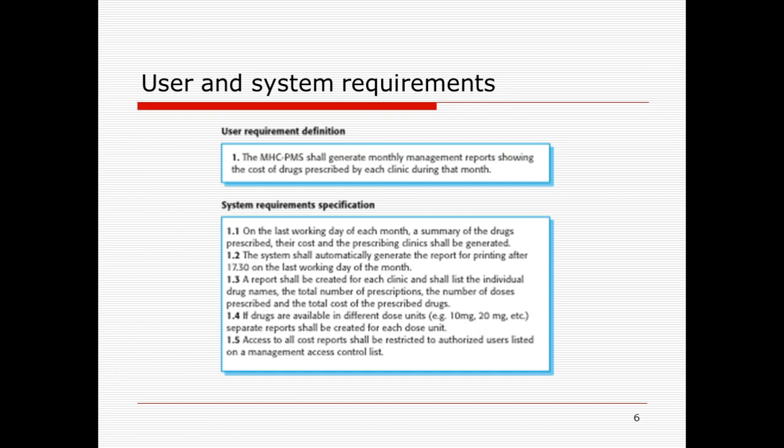So these are basically the different steps which are required to implement that high level user requirement specification. The user requirement was to generate the monthly management report showing the cost of drugs prescribed by each clinic during that month. So in general it was the abstract view of one of the requirements, and the way to achieve this particular requirement will be done through several steps, as has been described in the system requirement specification. So that is the difference between the user requirement definition and the system requirement specification.